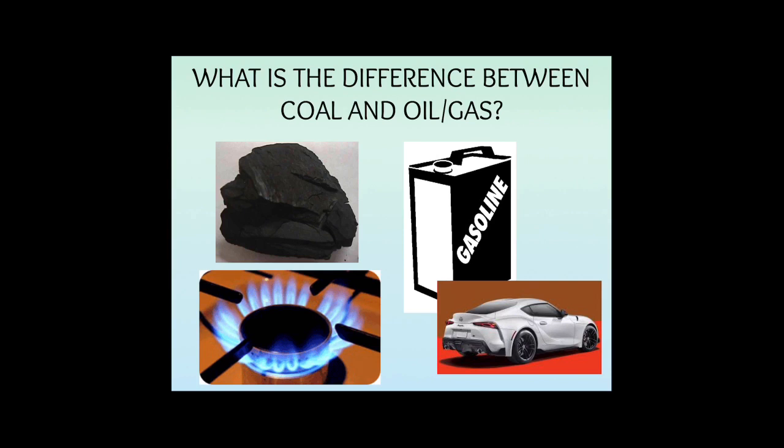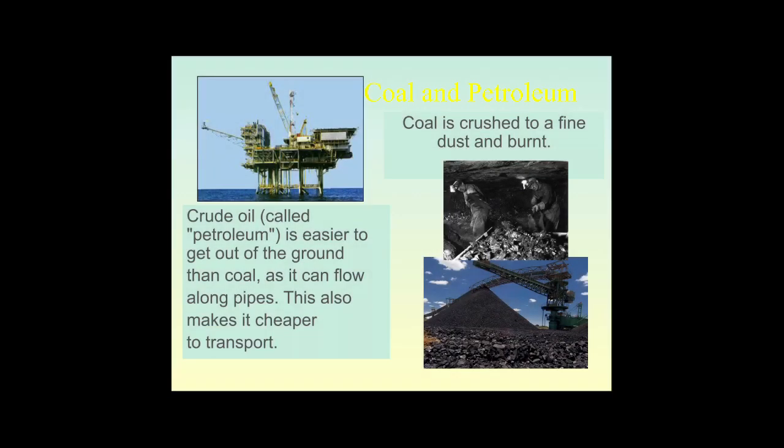So don't forget that. All right, so how do we actually extract these things? So coal, you're going to have to mine for it. Petroleum is drilled from the ground. So petroleum's actually easier to get out of the ground because it's liquid, and it also can flow in pipes a lot easier. So it's also cheaper to transport.